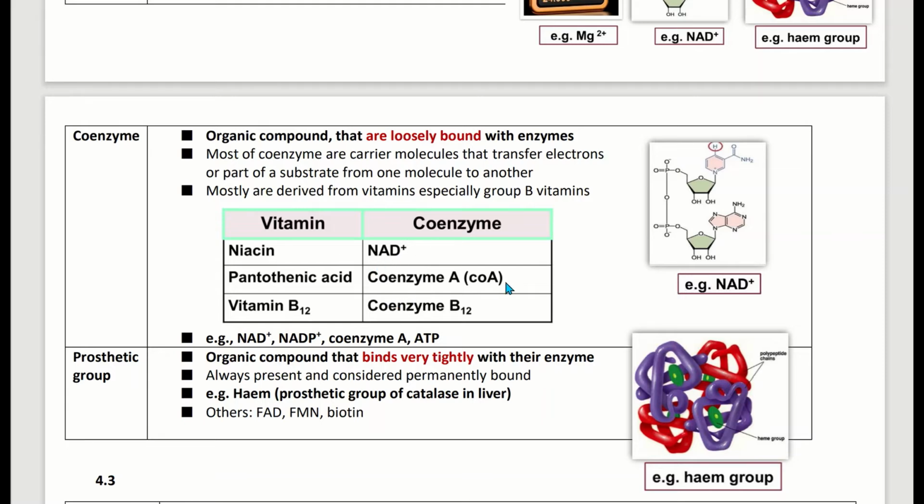Kat sini dia tulis dah CoA, coenzyme A. CoA ni nampak je huruf C, O kecil, A besar ni maksudnya coenzyme A. Okay, ada contoh coenzyme B12. Okay, so another example coenzyme NAD+, NADP+, coenzyme A, ATP. ATP ni pun sejenis coenzyme.